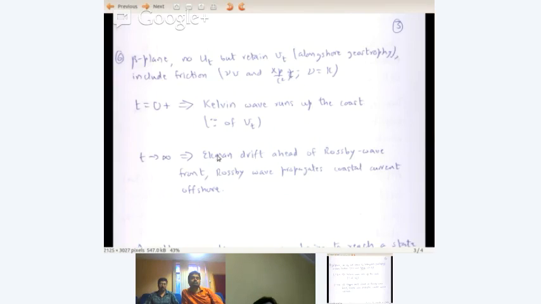As T goes to infinity, the Kelvin wave has gone off. What you're left with is Ekman drift ahead of the Rossby wave front, as always. That's the interior solution. And the Rossby wave propagates the coastal current offshore. It will leave behind a residual current because you now have friction. So you will get a non-zero U, V behind the front.